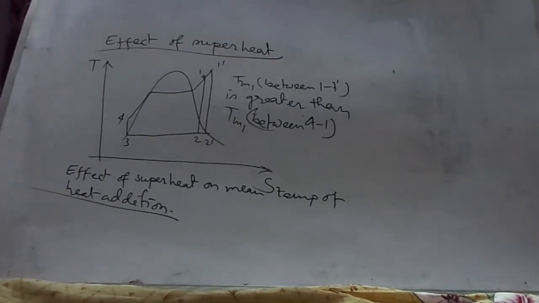Moreover, with increase in superheat, the expansion line of steam in the turbine shifts to the right. So it increases the overall temperature difference, resulting in reducing rather than increasing the cycle efficiency.